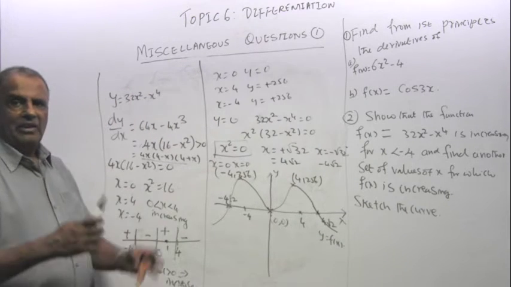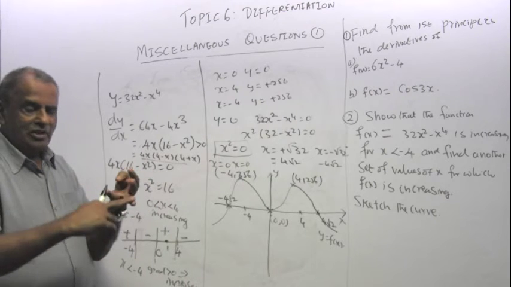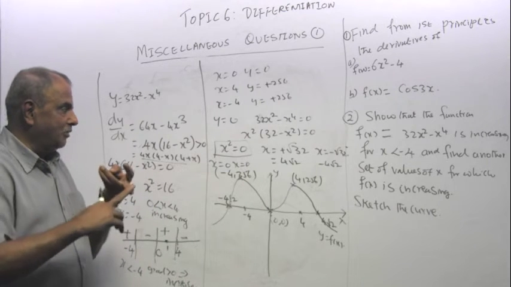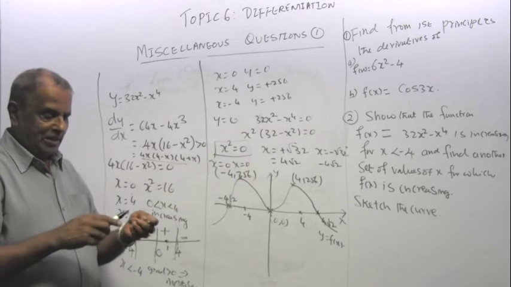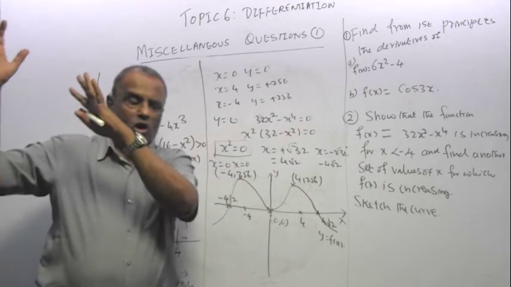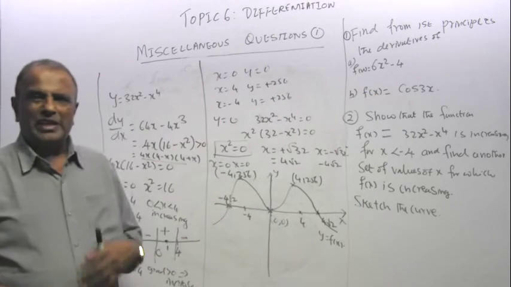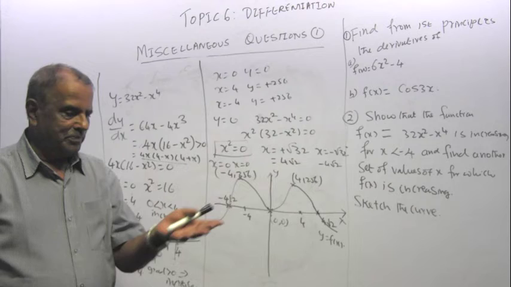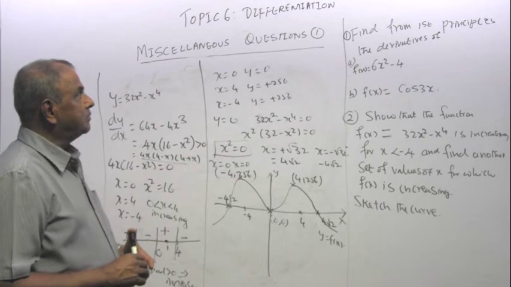So indirectly you have gone through maximum, minimum points, increasing, decreasing functions, solving inequalities, finding points where the curve cuts the x-axis, and drawing the graph. You see, one question in differentiation can include all that information which you might require. So that has taken about 15 minutes. So I think I should stop at that.